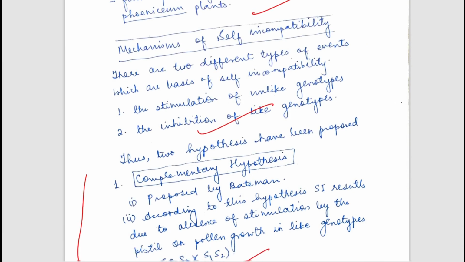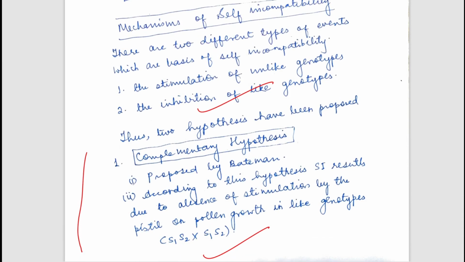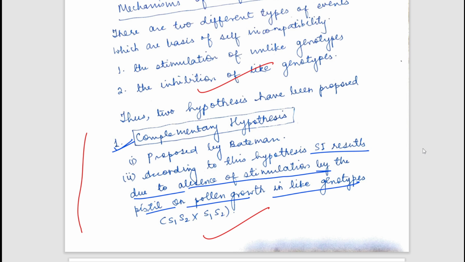Now, what are the mechanisms of self-incompatibility? Generally, there are two hypotheses related to it. First one is the complementary hypothesis. As per this hypothesis, self-incompatibility results due to the absence of stimulation of the pistil on pollen growth. We all know about pollen-pistil interaction, and that interaction is kind of absent in this.